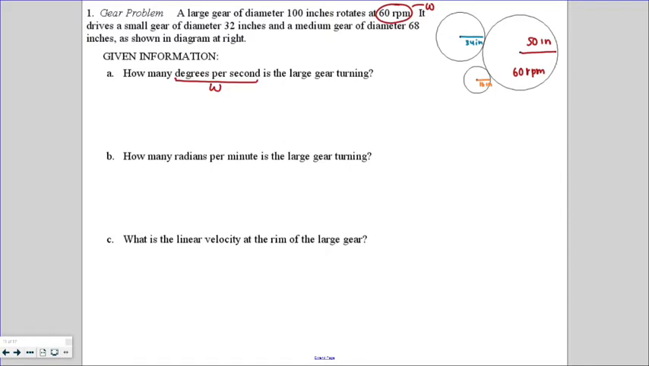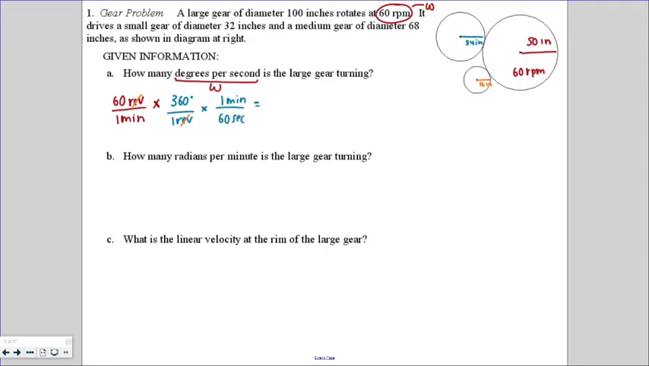So I'm going to start with what we have, which is 60 revolutions per minute. And we're just trying to get those revolutions into degrees and the minutes into seconds. So I'm going to start with revolutions to degrees. What do I know? Well, 360 degrees is 1 revolution. Okay, revolutions cancel. Now I have degrees over minutes, but I'm looking for degrees over seconds. So I need to turn the minutes into seconds last. All right, 1 minute is 60 seconds.